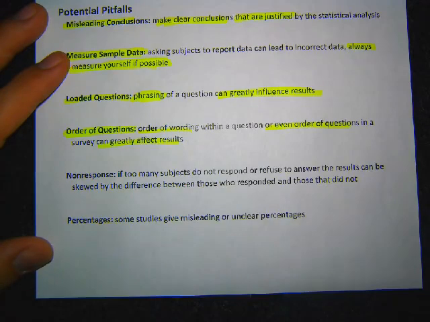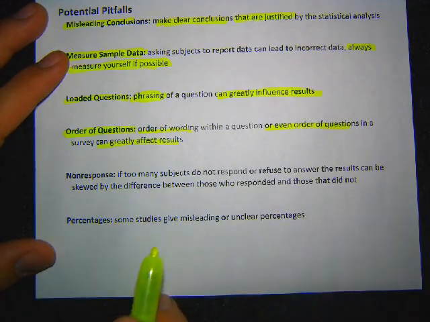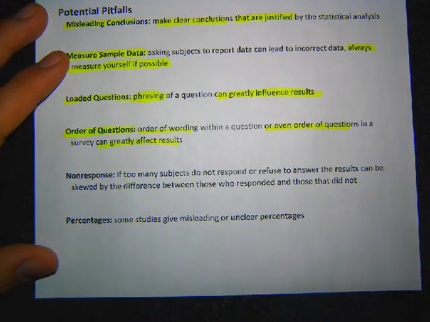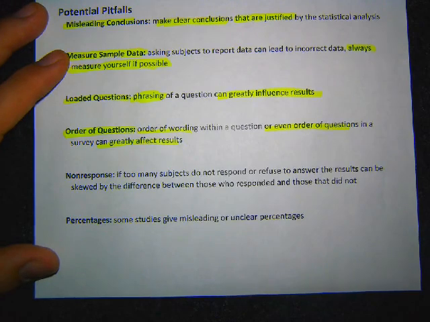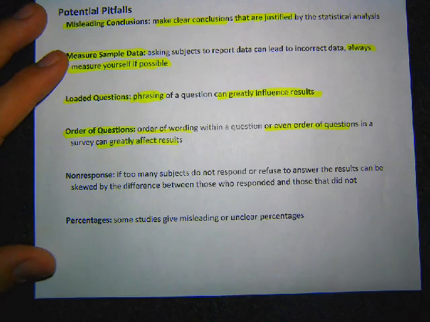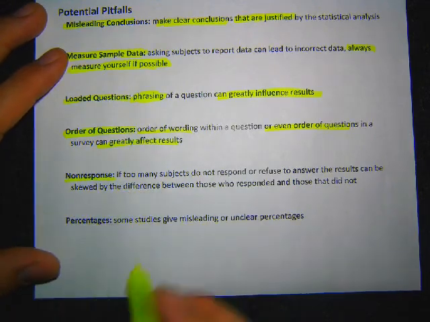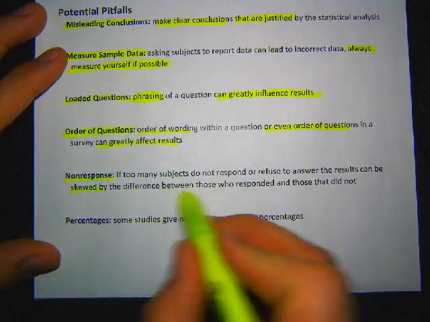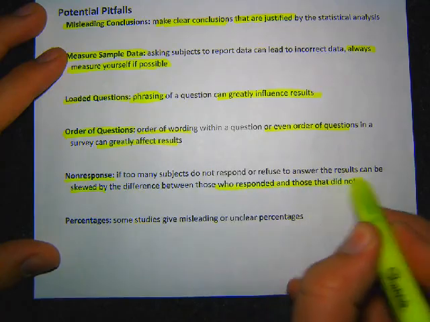Non-response. If too many people don't respond, your survey is going to get skewed, because it basically turns into a voluntary response. The only people that did respond were the ones that decided to. So when people do surveys, they actually have to keep track of how many people didn't respond, and they might work harder to get those people to respond. If they get too low a percentage of people that respond, then their survey is not valid. So non-response can be skewed by the difference between those who responded and those who did not.